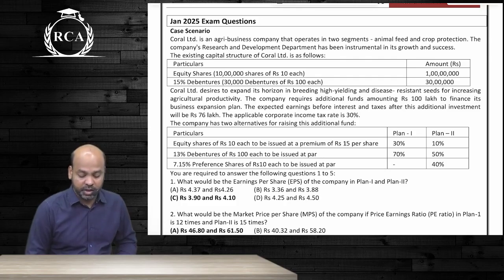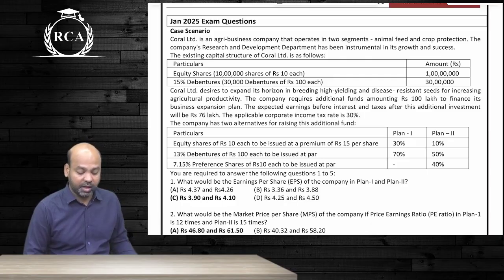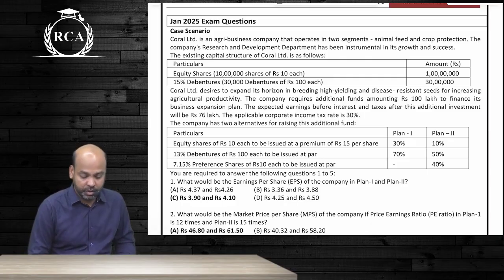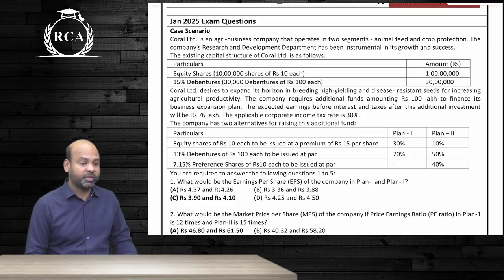Coral Limited decides to expand its operation in breeding high yielding and disease resistant seeds for increasing agricultural productivity. The company requires additional funds amounting to 100 lakhs to finance its business expansion plan.